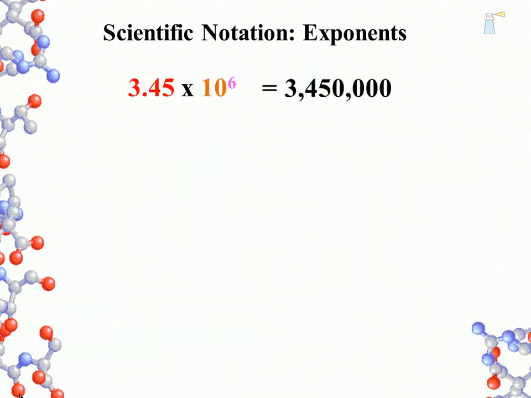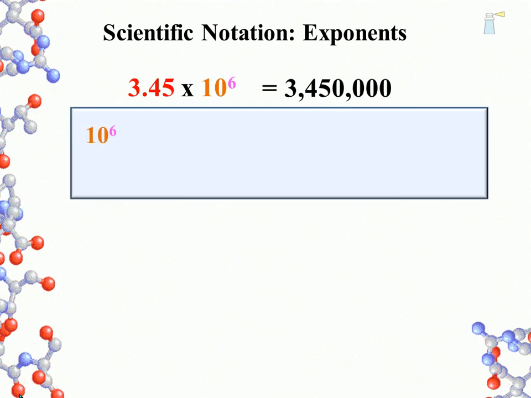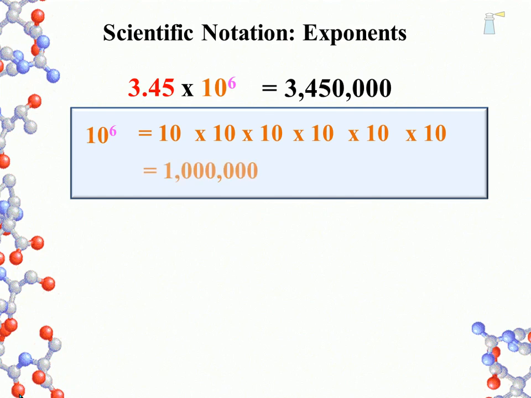The exponent in greater detail. 3.45 times 10 to the 6 is equal to 3,450,000. So 10 raised to the 6th power must mean 10 times 10 times 10 times 10 times 10 times 10. 6 tens multiplied together is 1 million. The exponent form 10 to the 6 is more compact and easier to follow.